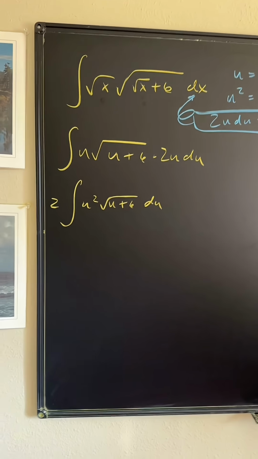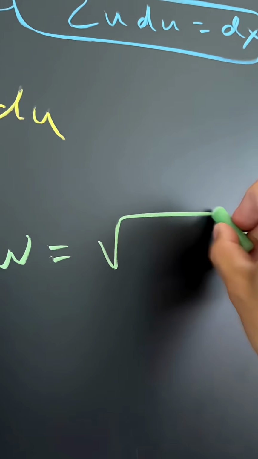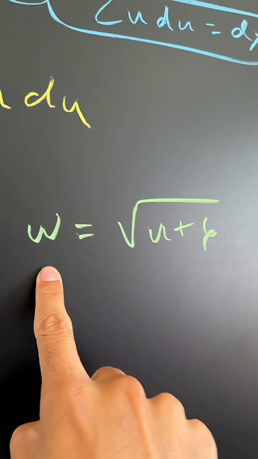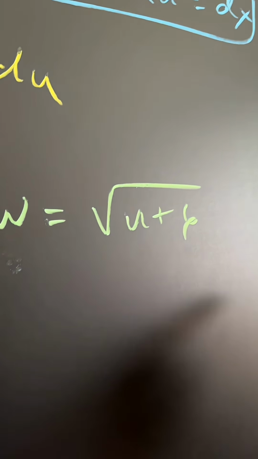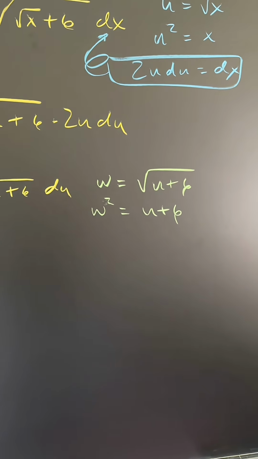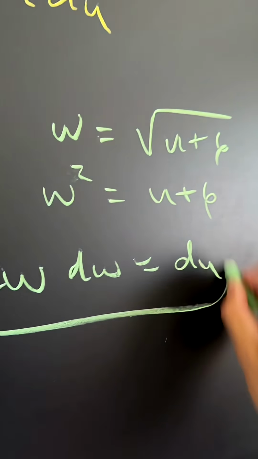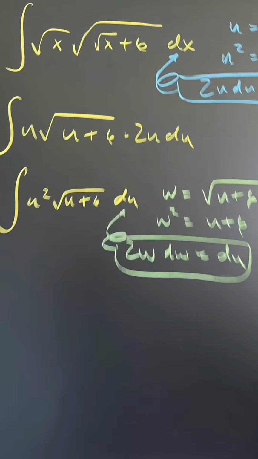But we still have another square root in here. So guess what? We're gonna manipulate the root again. So we have this portion right here. Now, w is gonna be the entire root. We're gonna go ahead and square both sides and get u plus 6 is equal to w squared. 2w dw is equal to du. This is perfect. Why? Because that is our differential right there.